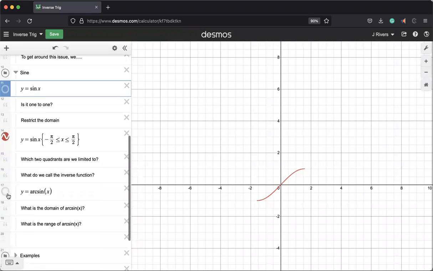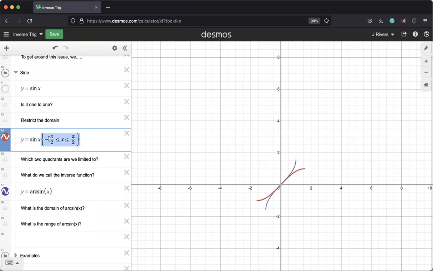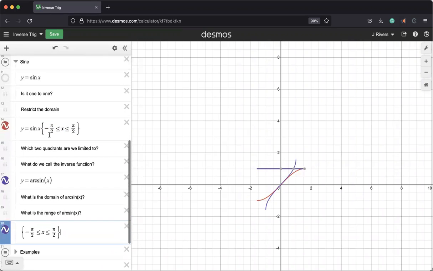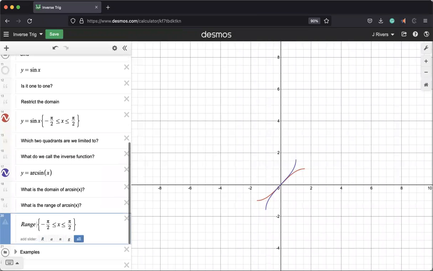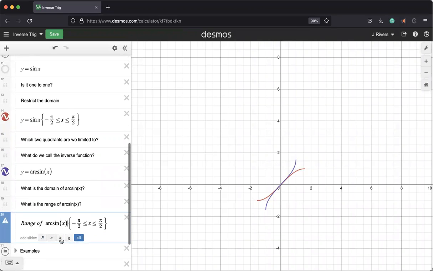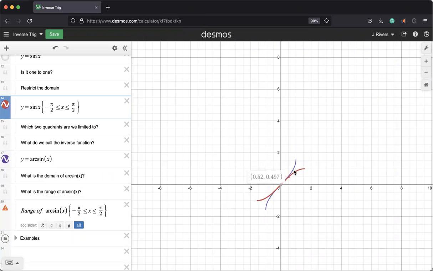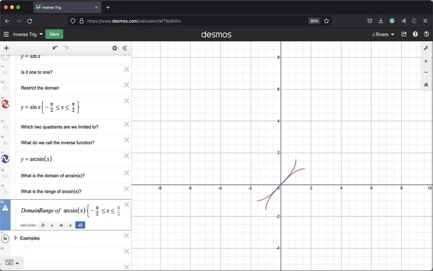So now we graph the inverse and we get this function. Because our inverse and our original function swap domain and range, the domain that we restricted here becomes the range here. And then the domain is going to be what the original range was. So that was negative 1 to 1. And so now that's the domain of arcsine.